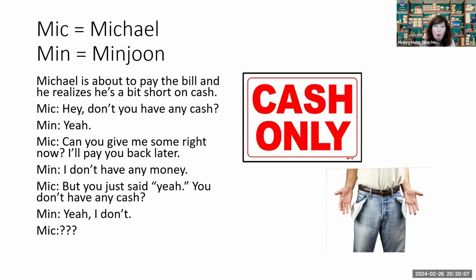Minjun says, "I don't have any money." Michael says, "But you just said, yeah, you don't have any cash?" Minjun replies, "Yeah, I don't." And Michael is terribly confused, and this is why.